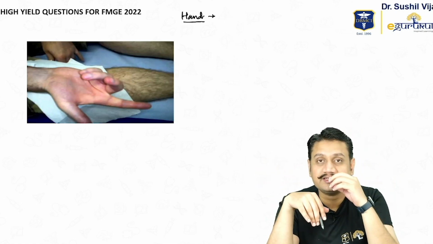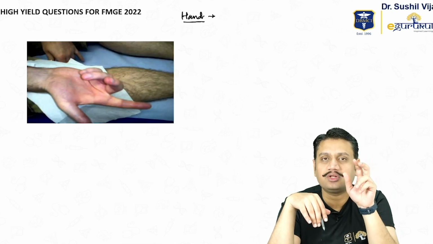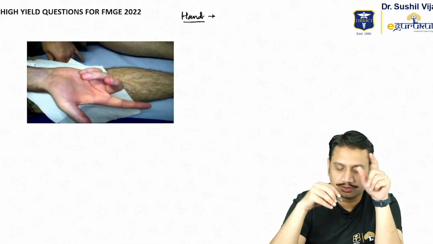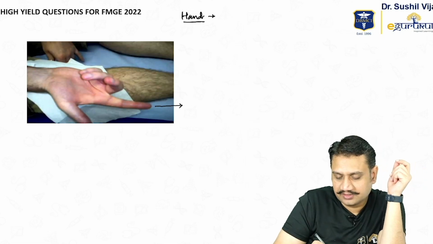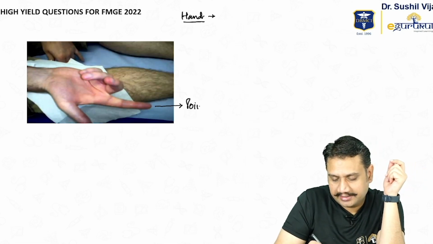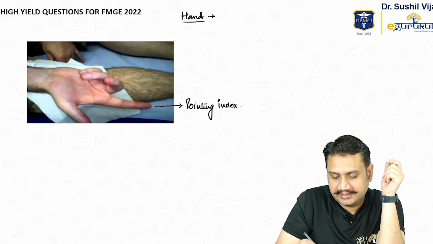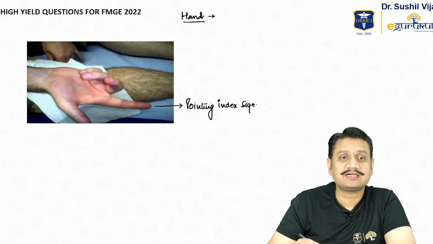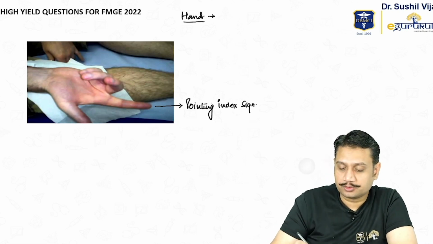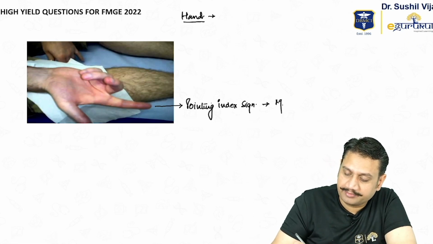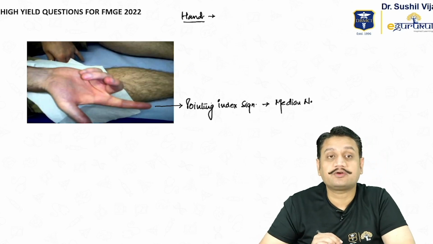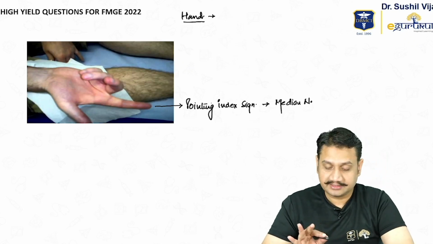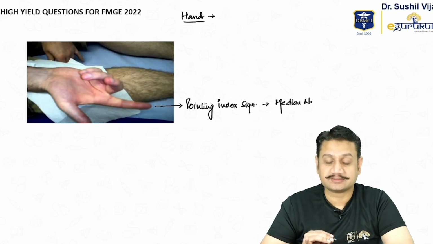Here what you are observing is the patient is trying to flex all the fingers and this one is remaining extended. So this is in the territory of which nerve? This is what you call the pointing index sign. And this pointing index sign, guys, is a failure of the median nerve. They can ask you that the patient has palsy of which nerve. So please remember, it falls in the territory of the median nerve. Simple thing, it's a failure of the median nerve. So this is pointing index.